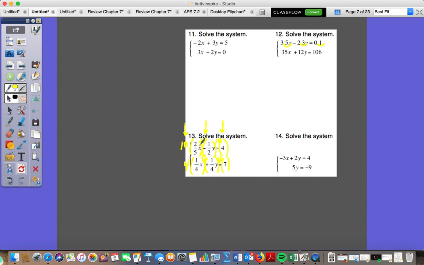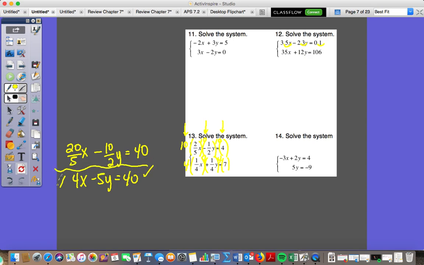So if I were to do this, I would get over on the side 20 over 5, and some of you can actually already reduce this, which is fine, minus 10 over 2y equals 40. Notice, once I simplify, this would be 4x minus 5y equals 40. So this would be equation 1 right here, okay?